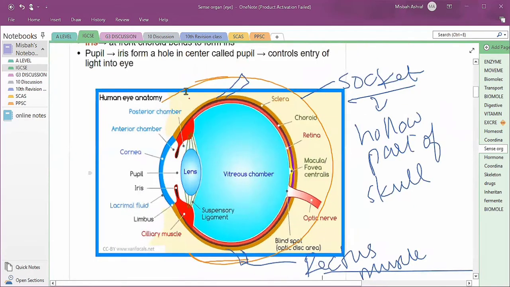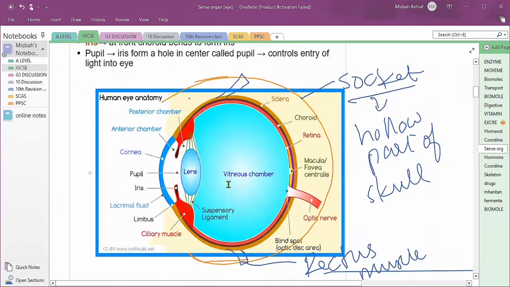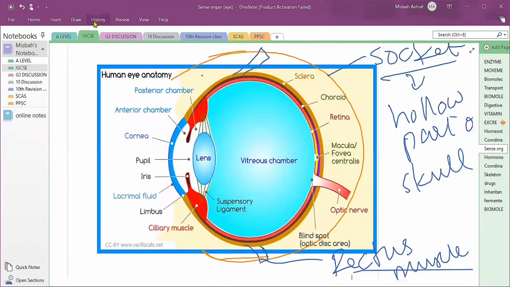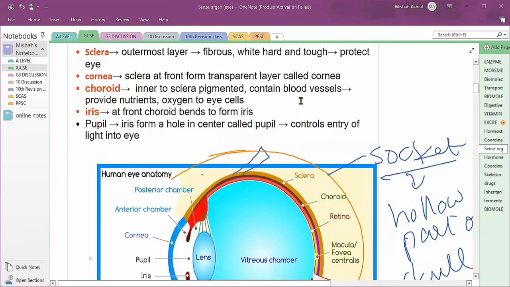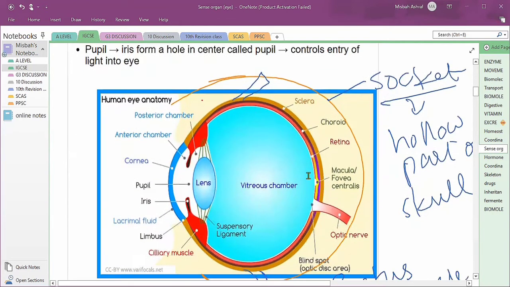Okay, this was about the external structure. Now we are going to see the internal structure of the eye. Inside, the eye is made up of 3 layers. The outer one is the sclera, which is the outer one in the brown color in this diagram. This sclera is basically whitish and has fibrous tissues in it. It is tough and it overall protects the eye. This is the outermost layer of the eye.